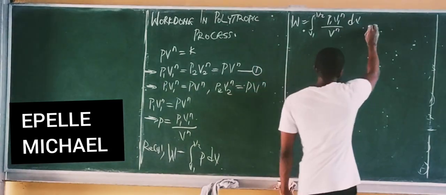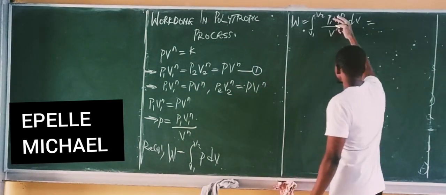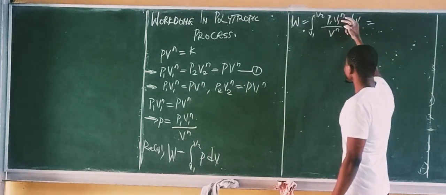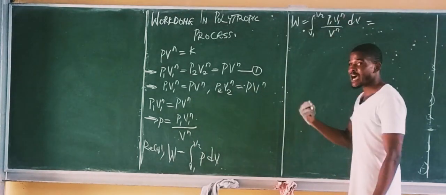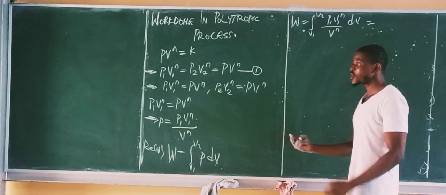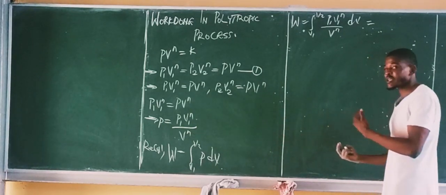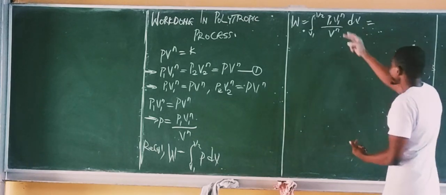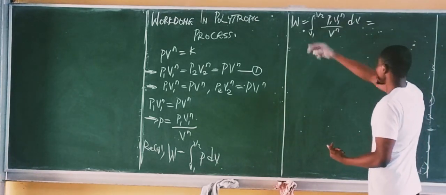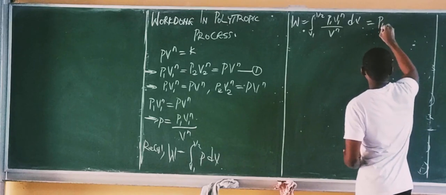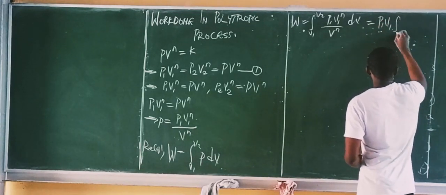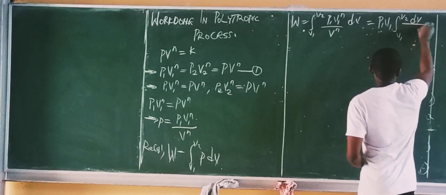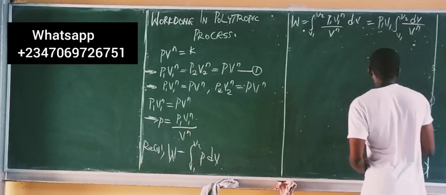As usual, P1 represents the pressure at stage 1, V1 represents the volume at stage 1, which means they actually have values; they are constants. So whenever you're integrating, always bring the constant out of the integral sign. P1 V1 are constants, so we can take them out. So we have P1 V1 to the power of n, integral from V1 to V2, one over V to the power of n.